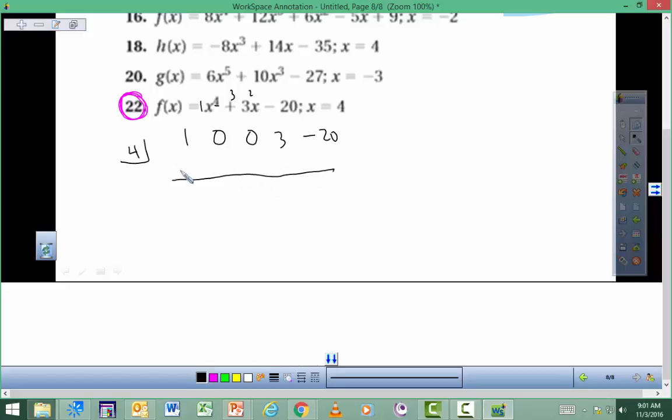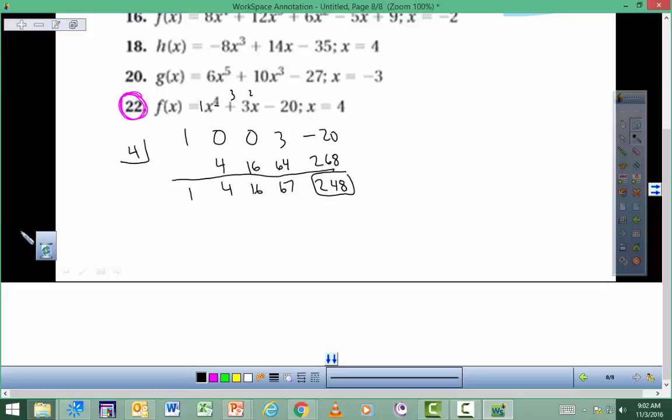So we start the zigzag process. 1, 4, 4, 16, 16, 64, 67. Now every once in a while I use a calculator. 67 times 4, 268. Knock off 20, 248. That's pretty fast, right? Yeah, that's right.